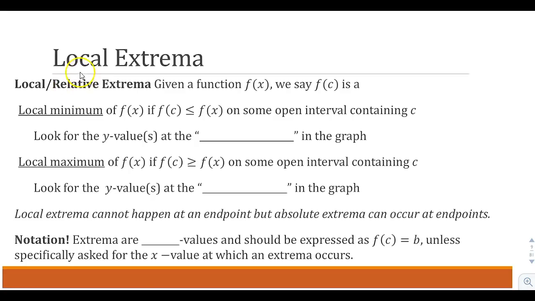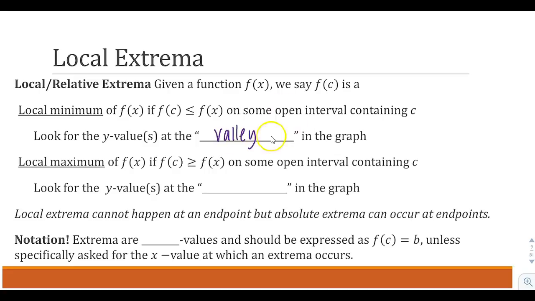Now let's formalize the idea of local extrema, sometimes called relative extrema. If we have a function f of x, we say f of c, again a y value, is a local minimum if f of c is less than or equal to f of x on some open interval containing c. So it has to be the least value over an entire interval around c. So we're looking for the y values at what I'm going to call the valleys in the graph. That's when I have a local minimum.